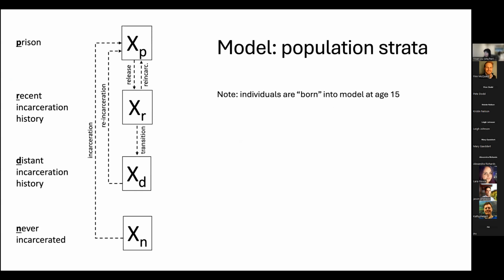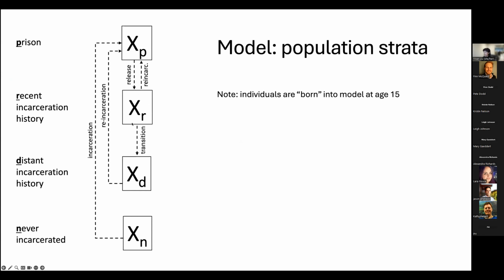All right, so now I'll explain the meta-population dimension of this model, starting at the bottom here. The population strata will be in rows, and individuals are born into our model at age 15 with no history of incarceration. And they can then traverse these strata to become incarcerated and subsequently be released from prison into this stratum, which we call recent history of incarceration. Now, in this stratum of recent incarceration history, we assume that the risk of TB, reincarceration, and mortality are higher than in the strata with distant incarceration history or no incarceration history.